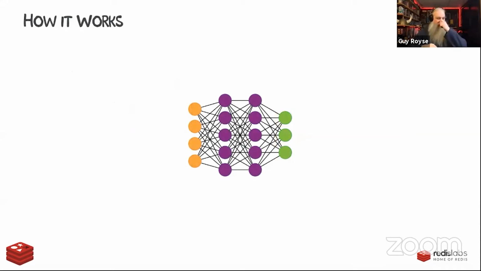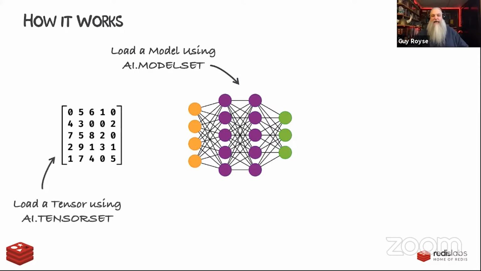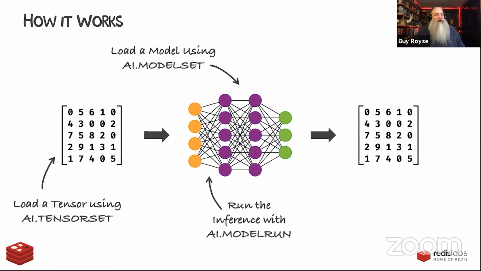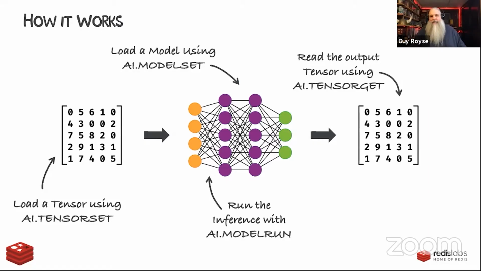And so it's pretty easy to use. You can use it from the Redis command line. You load a model into Redis using the ai.modelSet command. You load a tensor using the ai.tensorSet command. These are very inspired names. Then you run the model with ai.modelRun. It will take the tensor that you gave it as an argument, make predictions, and then write them out to a new tensor. Then you can just use ai.tensorGet and read that tensor. And boom, you've got your answer. So obviously you set your model once, and then you write a tensor, run the model, and read the tensor repeatedly.